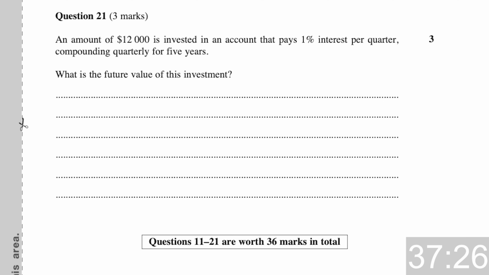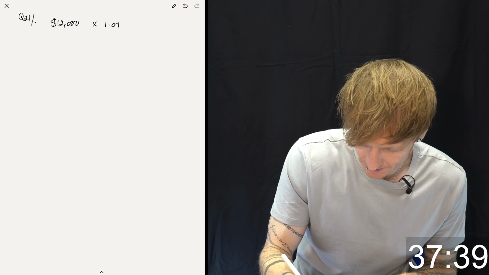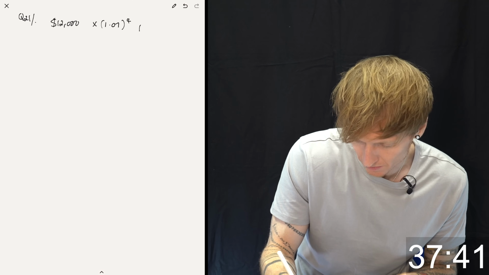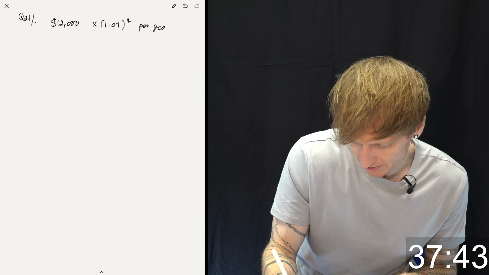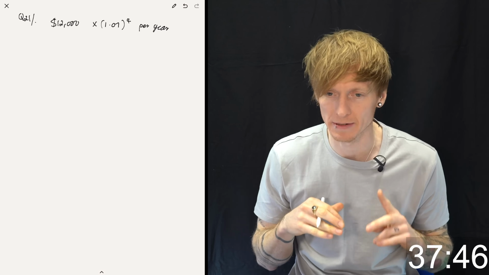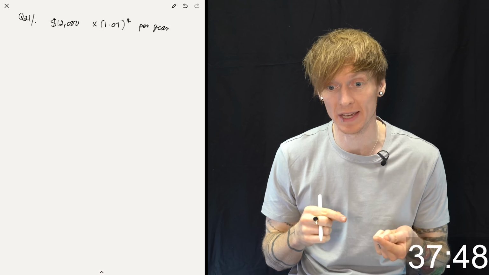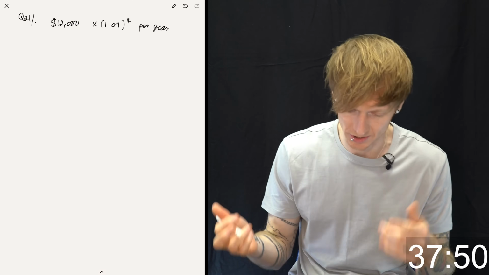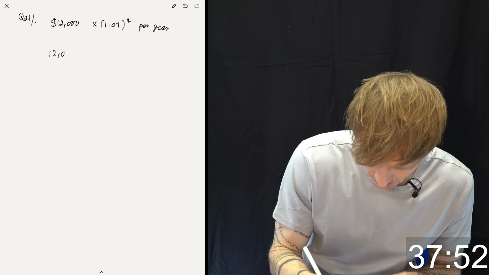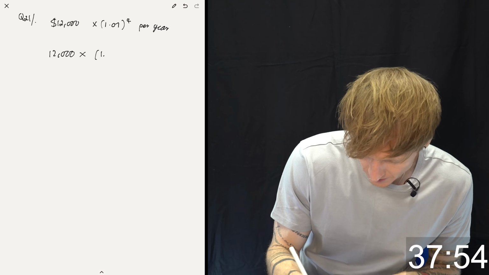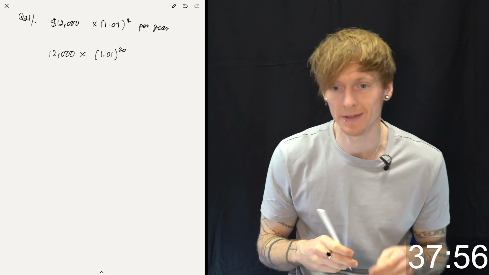Okay, $12,000 into an account that pays 1% interest per quarter. So it's times 1.01, but it's that to the 4 per year because it's going to compound. Yes, and it's doing it for 5 years. So in 5 years there are 20 quarters. So I need to do 12,000 times 1.01 to the power of 20.